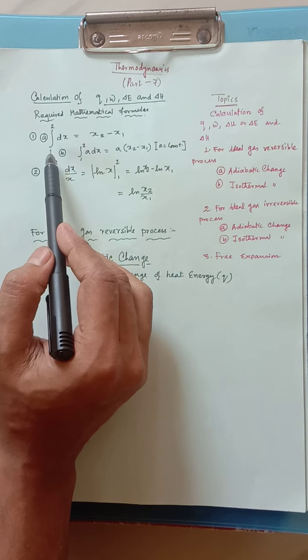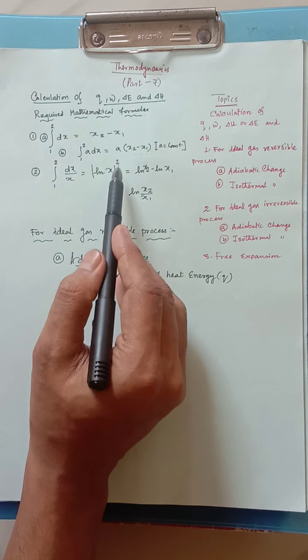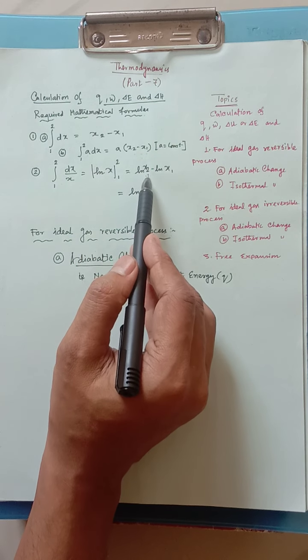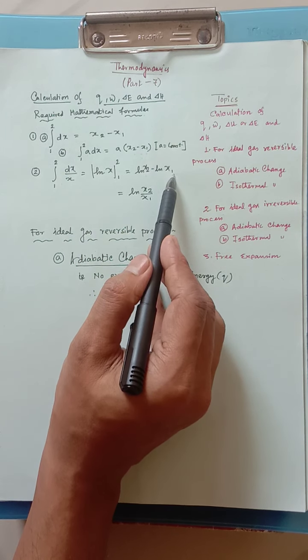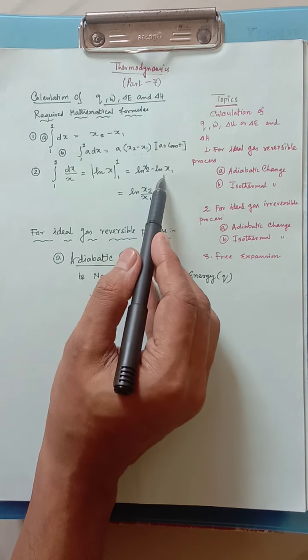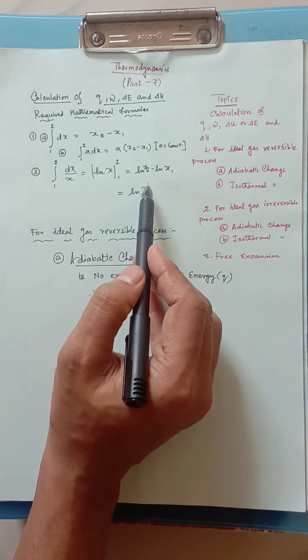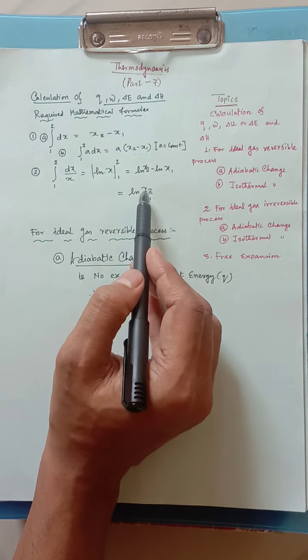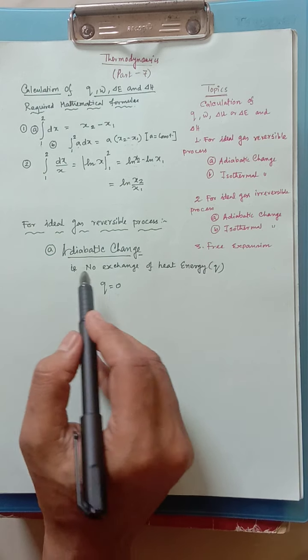And integration of dx by x equals ln x2 minus ln x1, and this is the log formula, log a minus log b, that is log a by b. So exactly that is what I have written. These are the formulas we have to apply here, and then only we can find out the values of the properties. Now let's start with the ideal gas reversible process, adiabatic change, reversible.